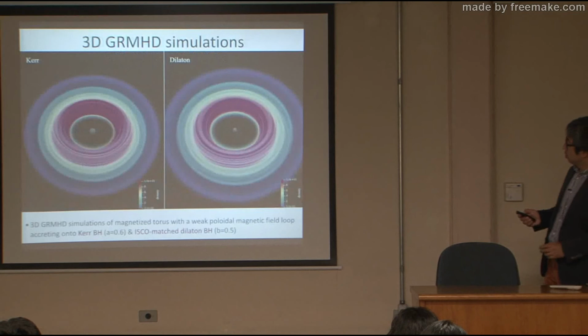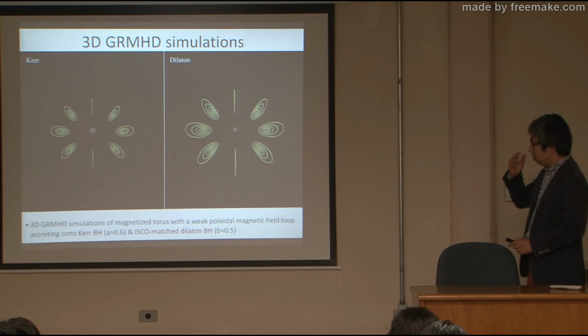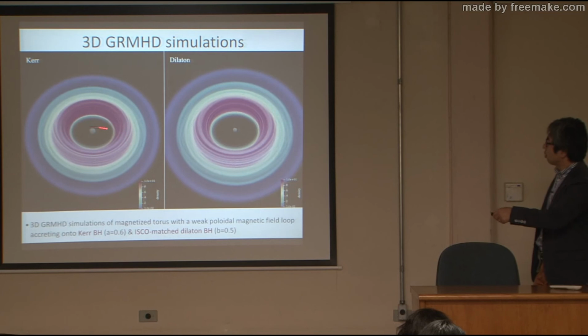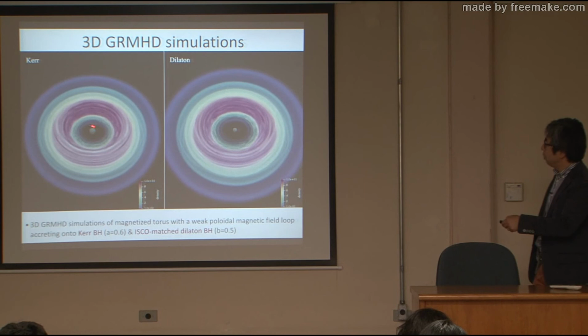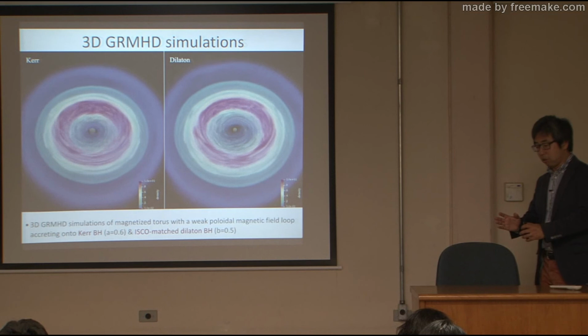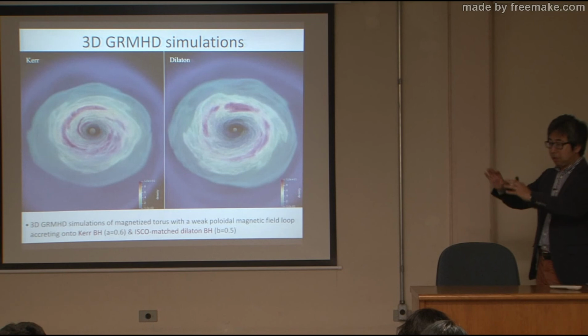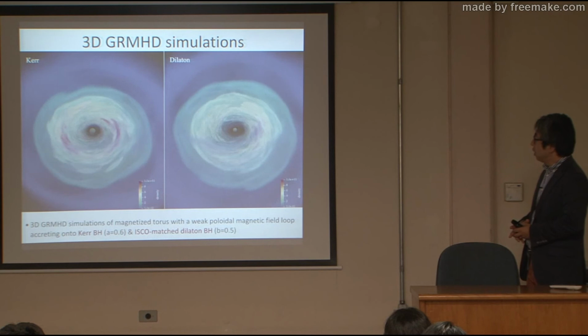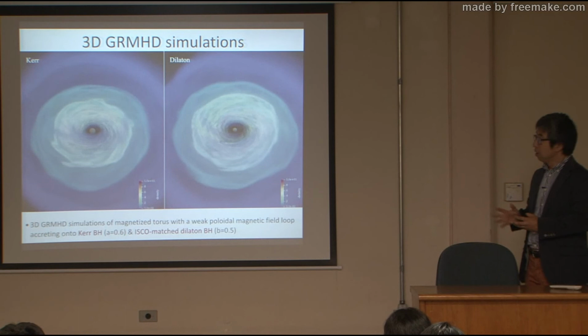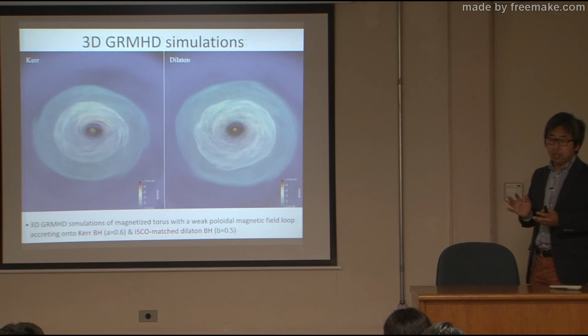Yeah, this is the simulation using my Dilaton code. So this is the Dilaton black hole case, and this is the Kerr black hole case. The Kerr black hole horizon is a little bit larger compared to this Dilaton black hole, because the Dilaton parameter is larger. It means the black hole mass becomes smaller, so the horizon size is also smaller. I also tried to make a very similar torus mass outside in both cases. The Dilaton black hole solution has a slightly more extended torus structure, but this structure doesn't change so much.